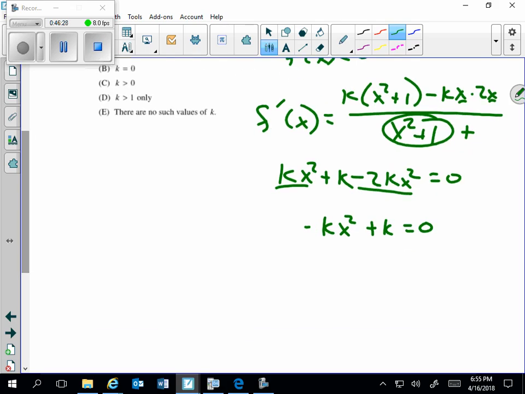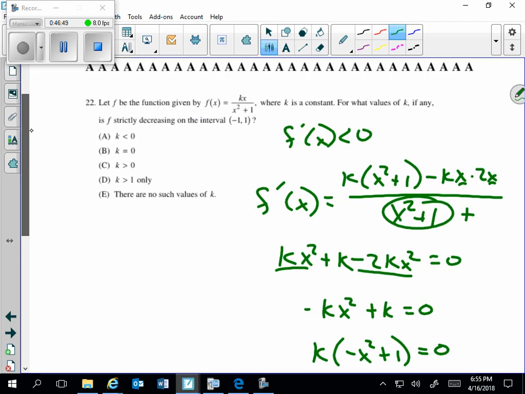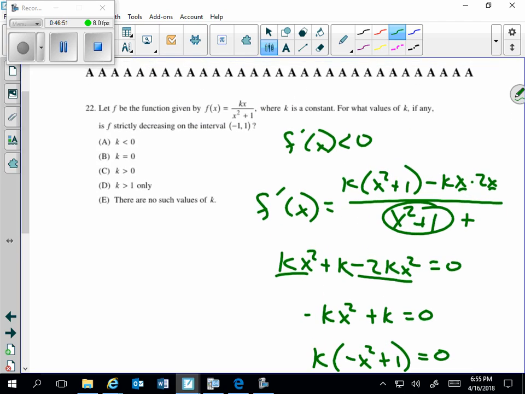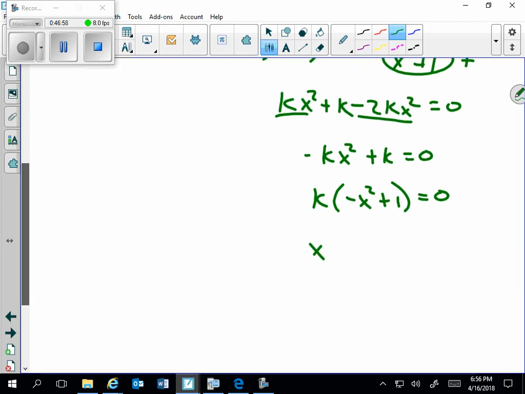Let's factor out that k, and I get 1 minus x squared. No, I won't rearrange it on you, sorry. Negative x squared plus 1. Would you agree at plus and minus 1 is where that thing is 0? So when x is, what was my x value? In the interval from negative 1 to 1, where is it strictly decreasing? So in the interval from negative 1 to 1.